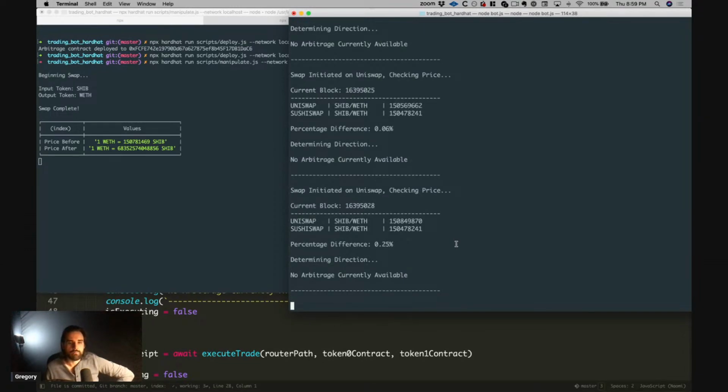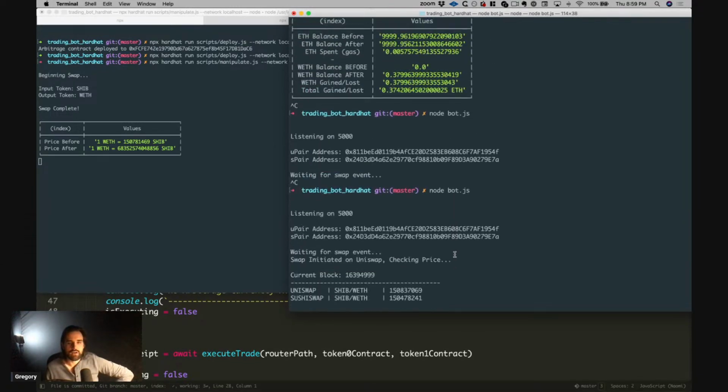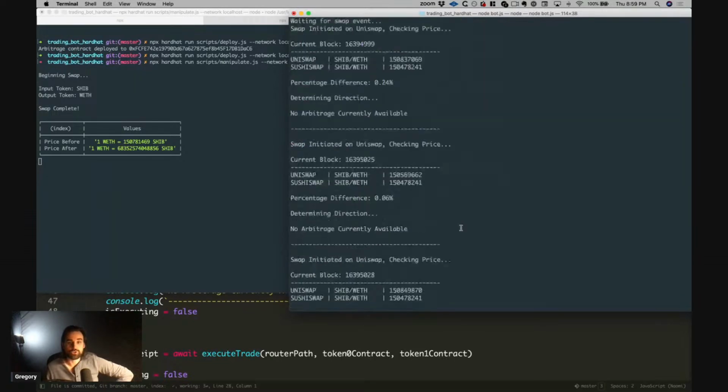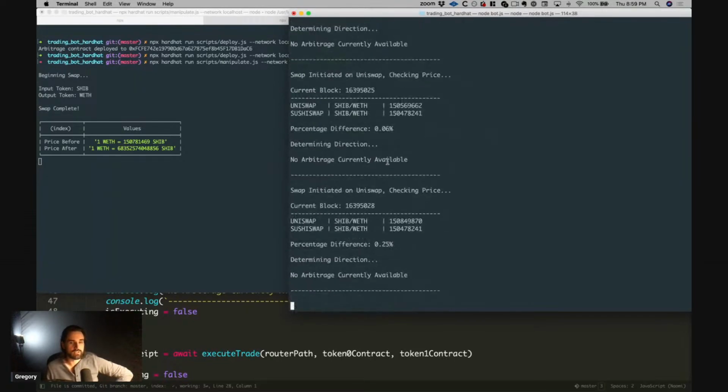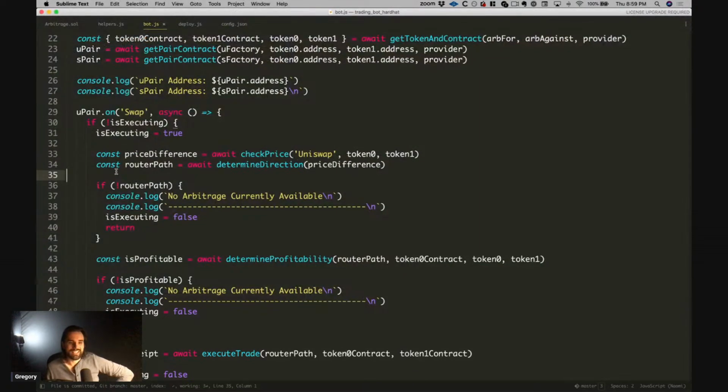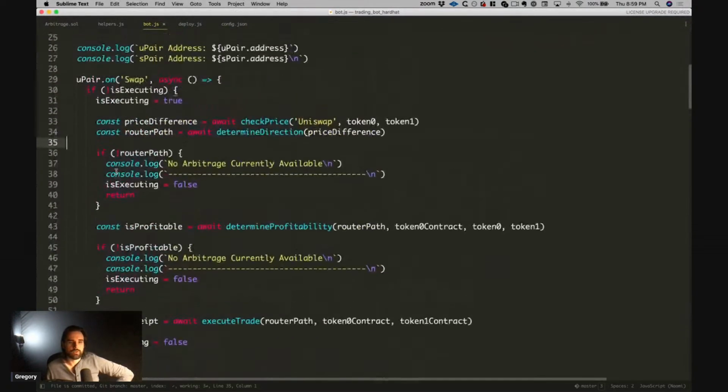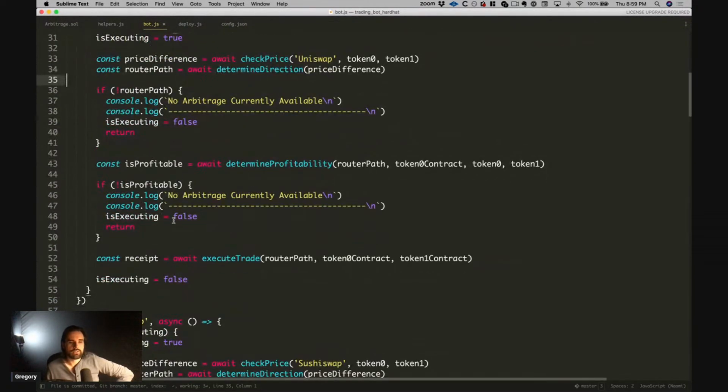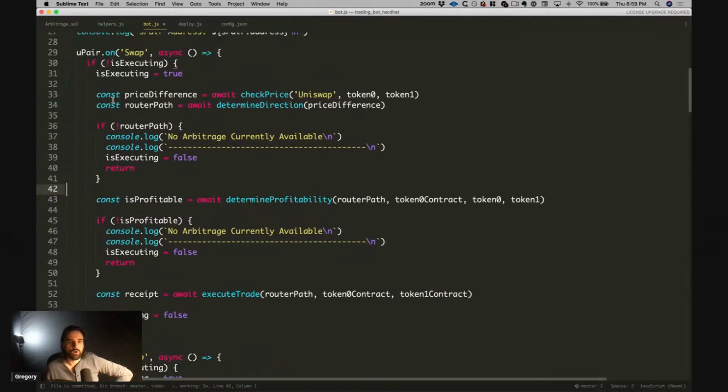So for that reason, we haven't had a profitable arbitrage, but that's okay. You can still tell the bot's working, because it's detecting these swap events. That's what it does: it listens for swap events, and if those swap events reveal a profitable arb, it will call your contract.